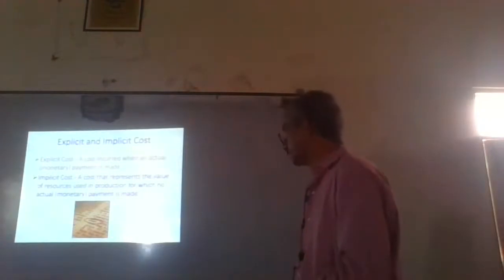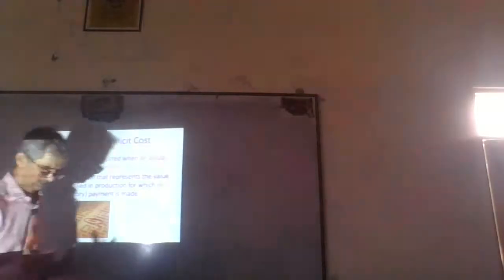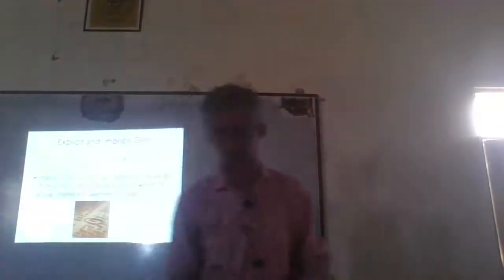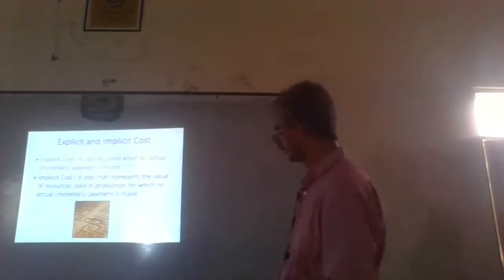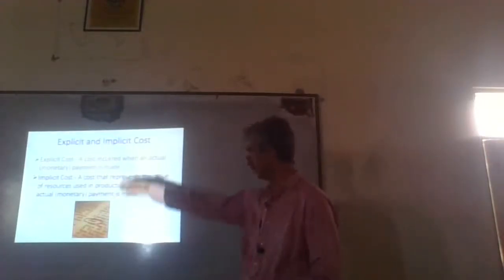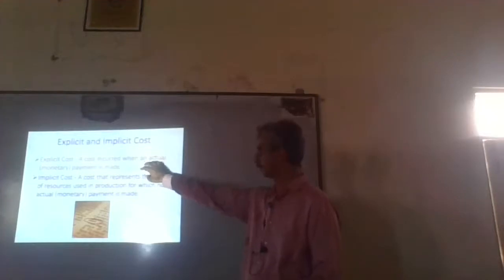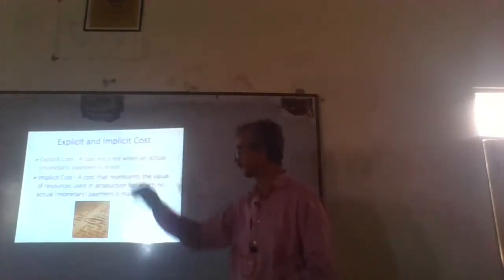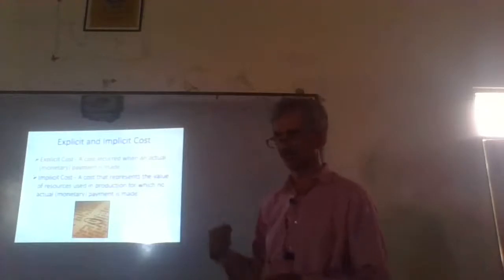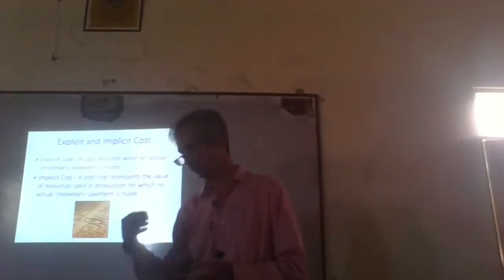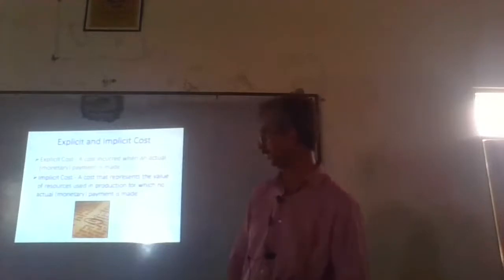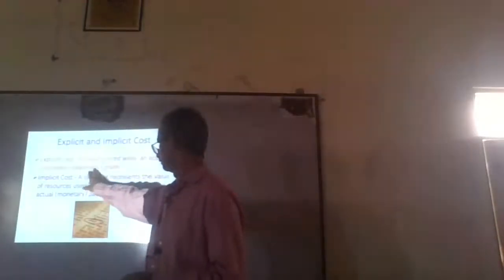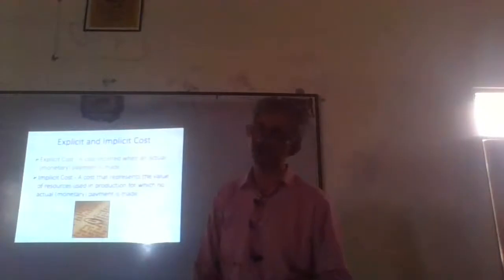Now, explicit and implicit cost. There are two types of cost, and usually we are concerned with the explicit cost. Explicit cost is the cost which we pay directly in cash, and it is recorded in the books of accounts. It is the cost incurred when an actual monetary payment is made, and that is recorded in the accounting records.